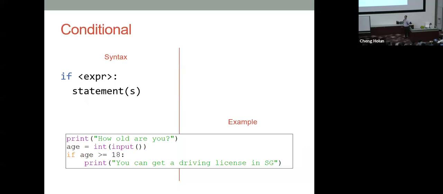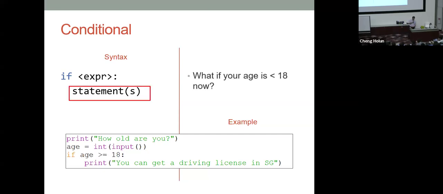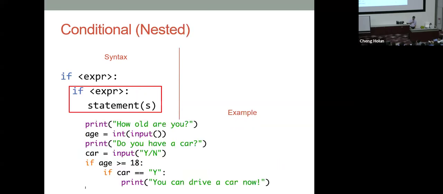Of course, just now I said you can actually have a selection statement without the else. So what will this code print? This code will print nothing if your age is less than 18. But if your age is more than 18, then it will print that you can get a driving license. So if your age is less than 18, you will print nothing.